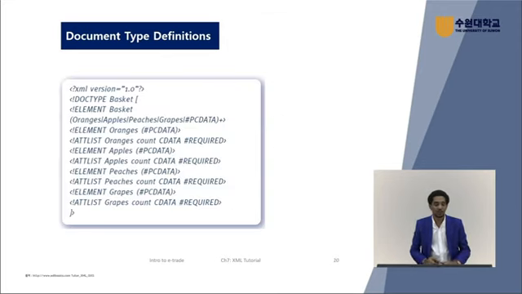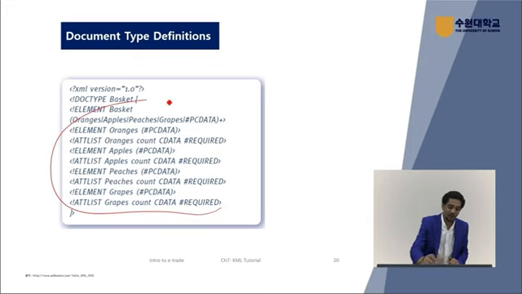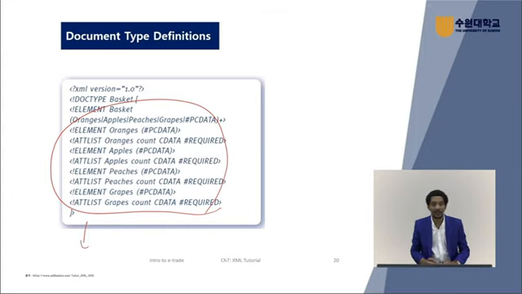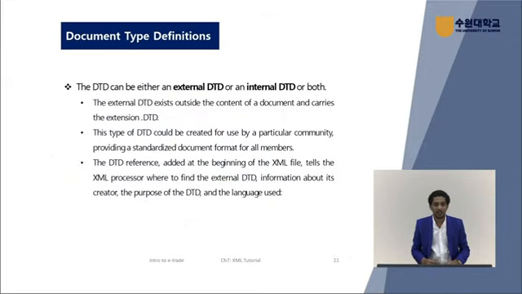So we have to introduce our tags like this before we use them. So this is our document type definition. Then after this, we can use these tags like orange, apples, peaches, and grapes, right? So the document type definition could be either external or internal.